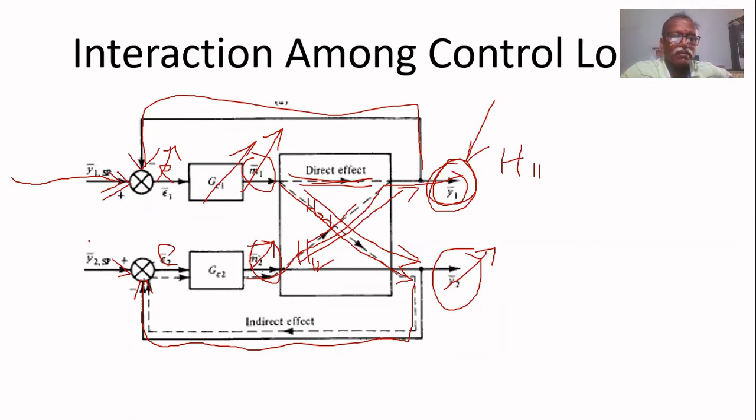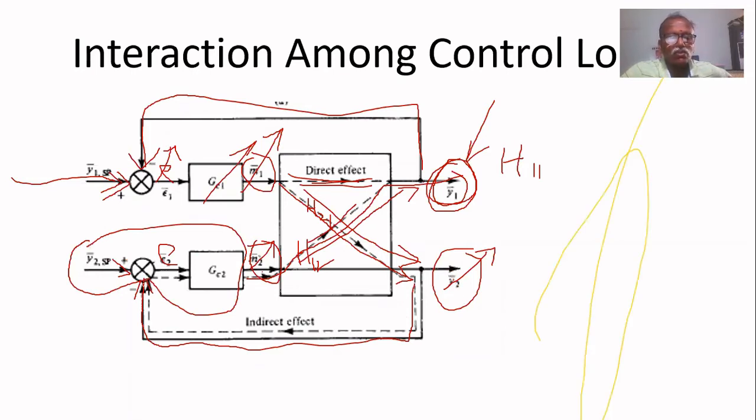Then what will happen? This controller has to take the necessary action for this deviation in Y2. That's why this feedback tells the controller that something has deviated in Y2. It compares with the set point for Y2, and an error is generated. That's why M2 is generated to control Y2. That controls Y2, but Y1 also deviates. That is called the indirect effect.